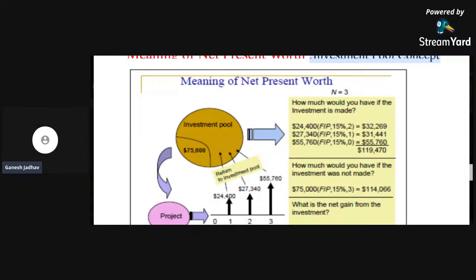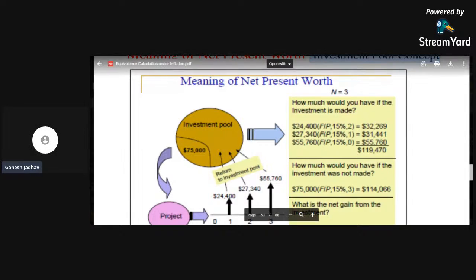So this is the present value, and you have to calculate your future value. How much you will earn from that project. Here it is 24,400. Here also you use the same formula.